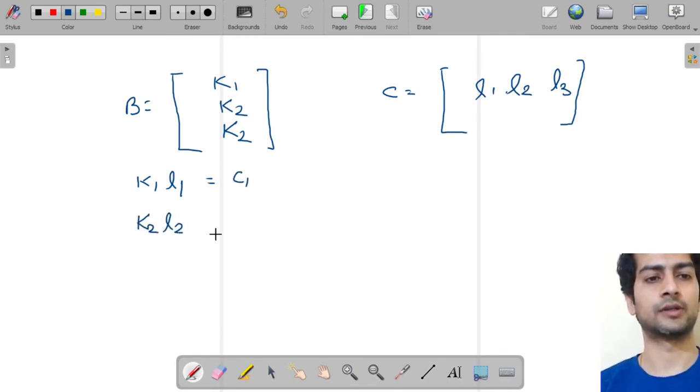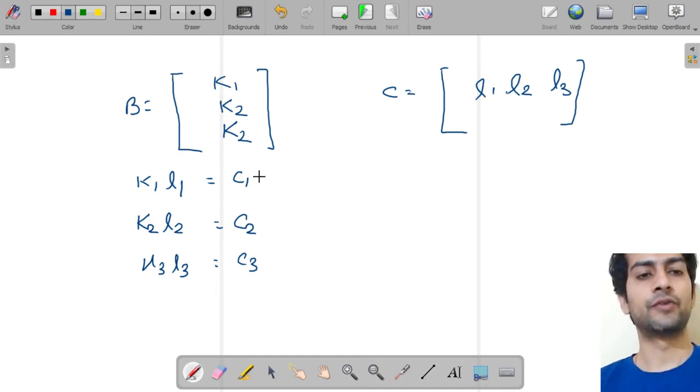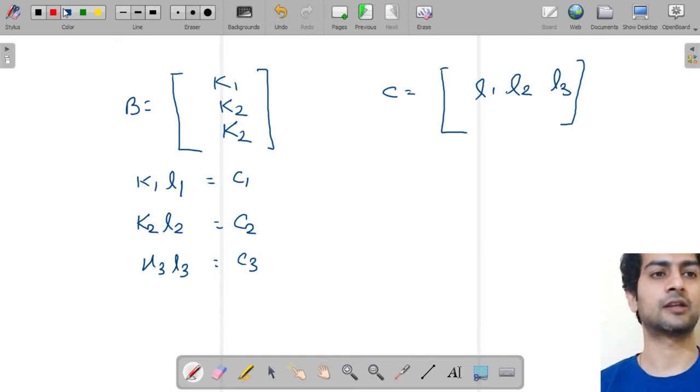K2 L2 is equal to C2. K3 L3 is equal to C3. See, by this, what I am trying to teach you is that from here also we can see that the state model is not unique, because by varying the values of k1, k2, k3 or l1, l2, l3, we will get different state equations.